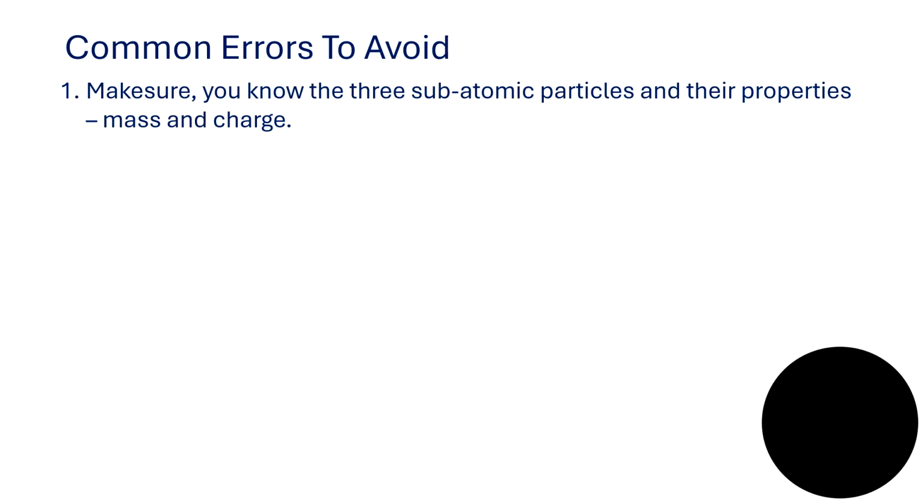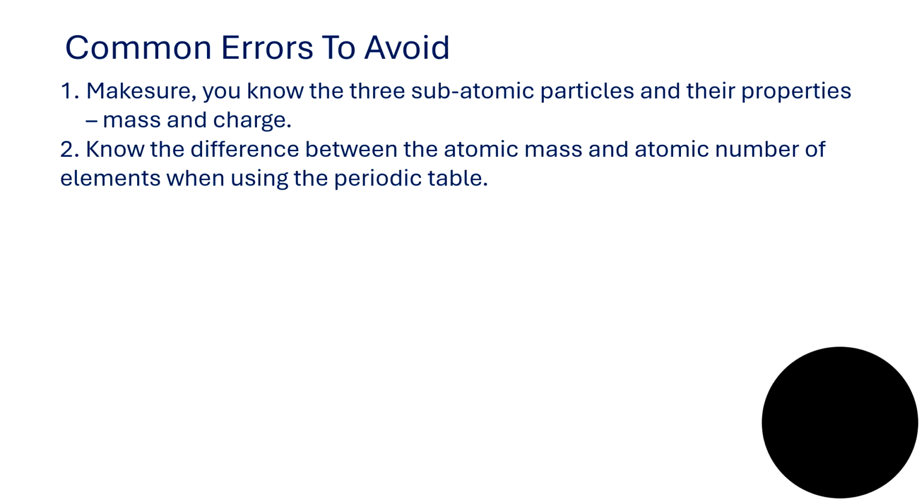So first of all, make sure that you know the 3 subatomic particles and their properties, for example, the mass and the charge. So you've got your electron, proton and neutron. And secondly, make sure you know the difference between the atomic mass, which of course is the sum of the neutrons and the protons, and the atomic number, which is also the proton number.